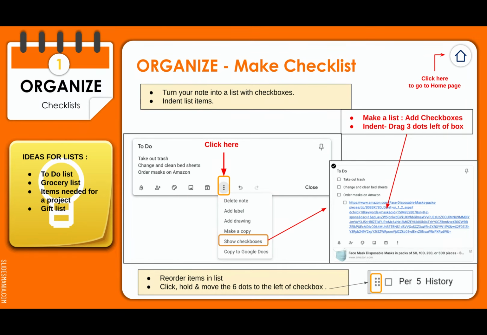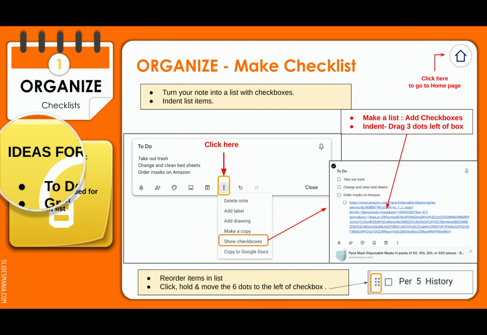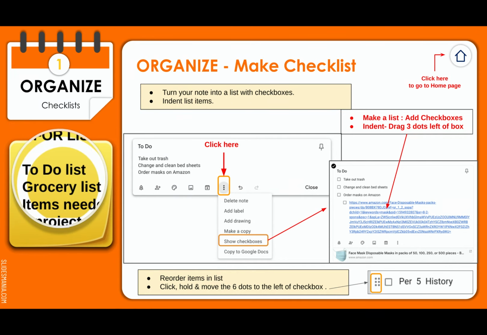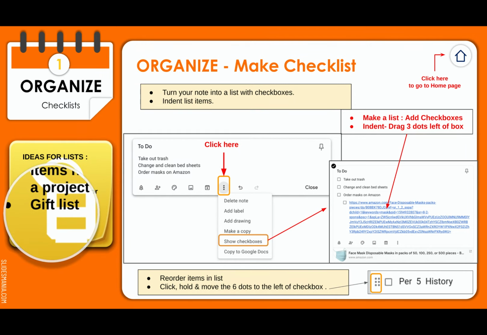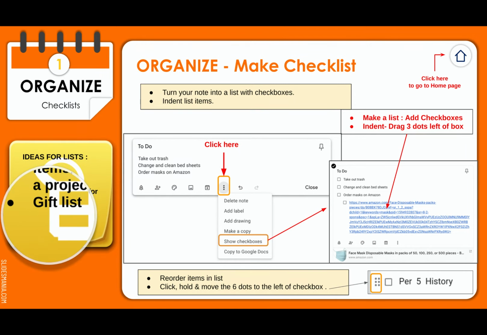Why might I want to use a list? If we look at my ideas here, I could have a to-do list, a grocery list, items needed for a project, or maybe a list of gifts if I'm going Christmas shopping or shopping for birthdays.